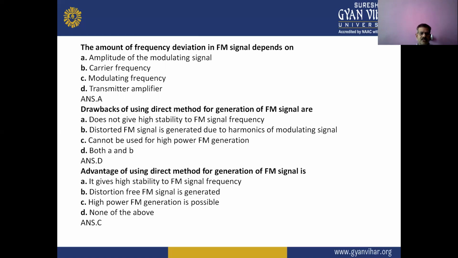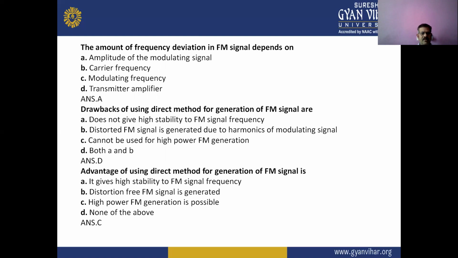Next question, drawbacks of using the direct method of generation of FM signal are: option A, does not give high stability to FM signal frequency. Option B, distorted FM signal is generated due to harmonics of the modulating signal. Option C, cannot be used for high power FM generation. Option D, both A and B. So the correct answer here is option D, in which A and B are correct.